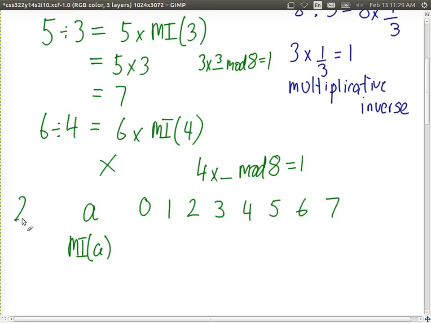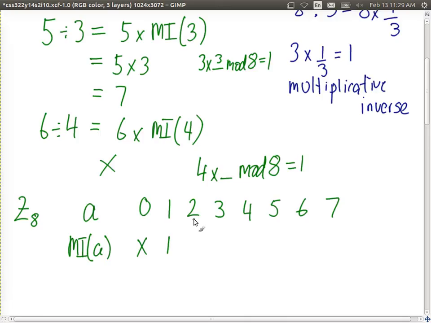In Z8, the set is 0 to 7, so the numbers that we can deal with as input are 0 to 7. Let's find the multiplicative inverse of those numbers. What's the multiplicative inverse of 0? There is no number that we multiply by 0 and get 1 when we mod by 8, so there is none. 1? 1 times something mod 8 equals 1. 1 times 1 mod 8 equals 1.